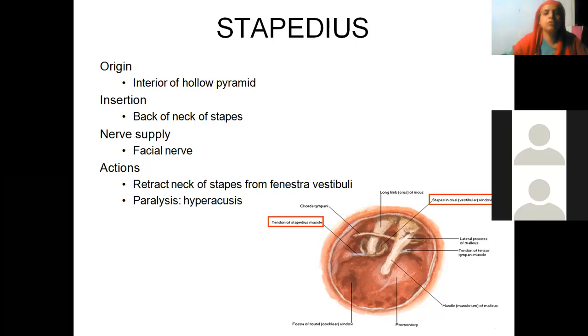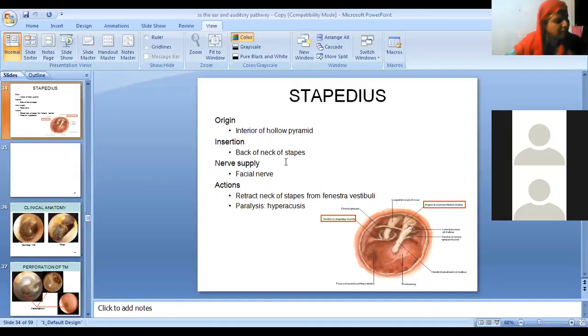So, boundaries of the digastric triangle. See, anterior and posterior triangles we will take as essay questions. Nothing to worry, beta.